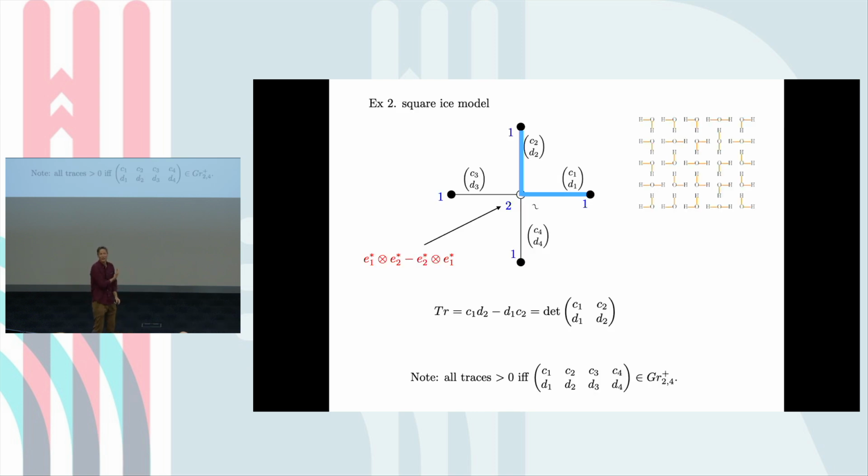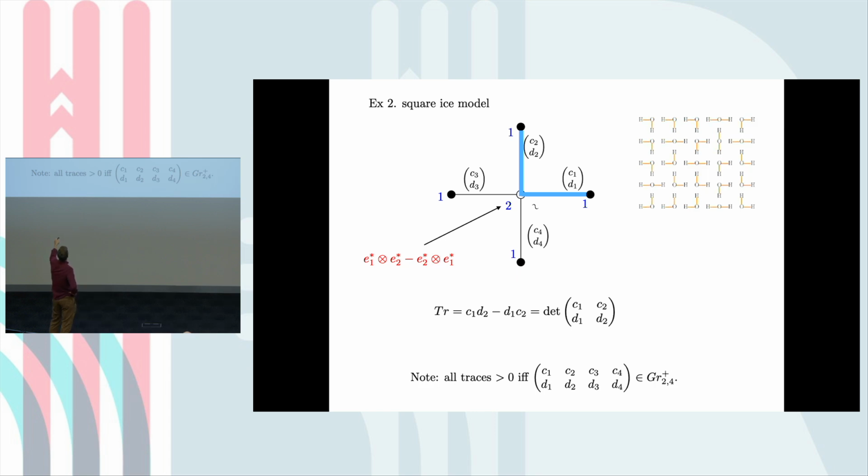Let's just do a quick example of evaluating the trace on a very simple graph. This is part of my square ice model. Suppose that one of my molecules looks like this L shape. What's the trace? Well, now, remember, at the central vertex, I have a vector space of dimension 2. At the black vertices, I have a vector space of dimension 1. And so along every edge, I've got a 1×2 matrix. That's my connection, C1, D1, and so on.